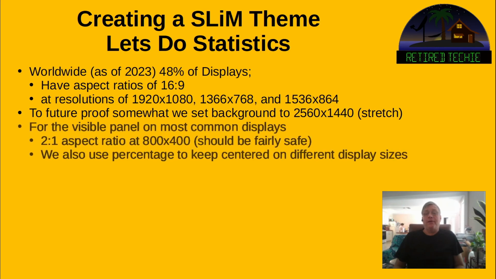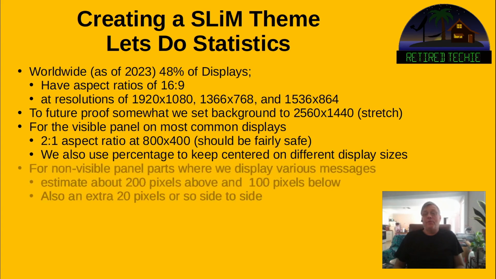For the visible panel on most common displays, a 2:1 aspect ratio at 800 by 400 should be fairly safe. You can also use the percentages to keep it centered on the display, especially if you're going to publish and people are using different size displays. Percentage is the way to keep it centered.